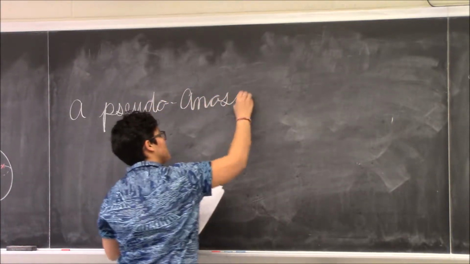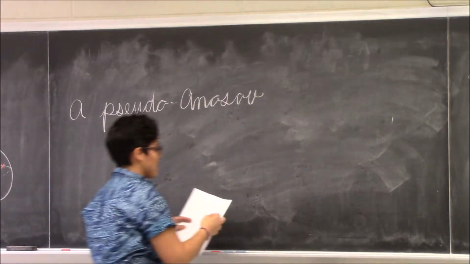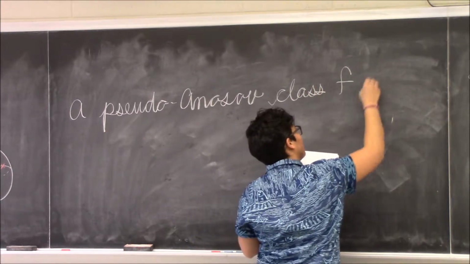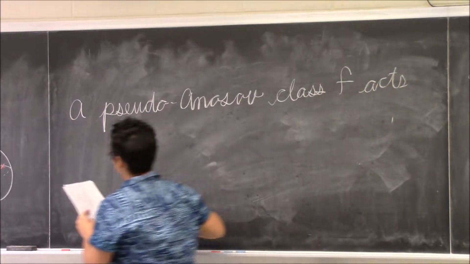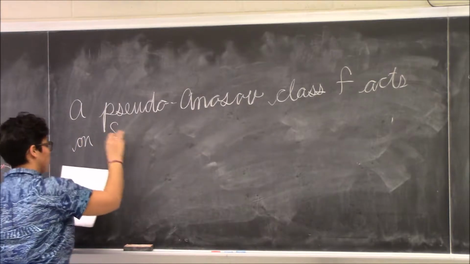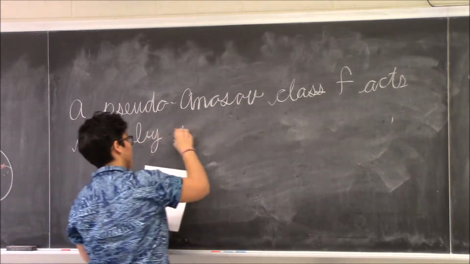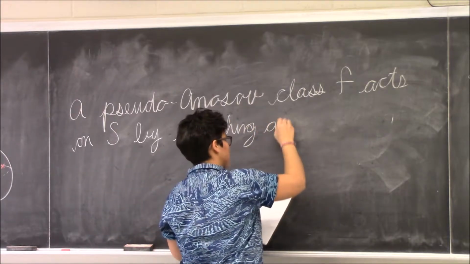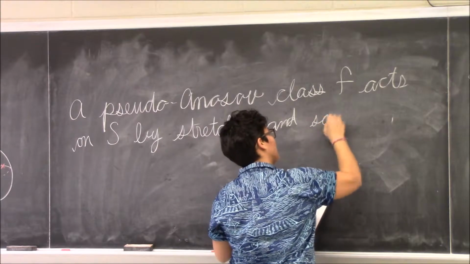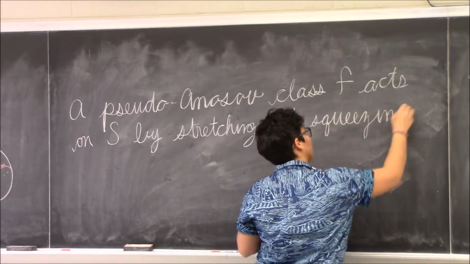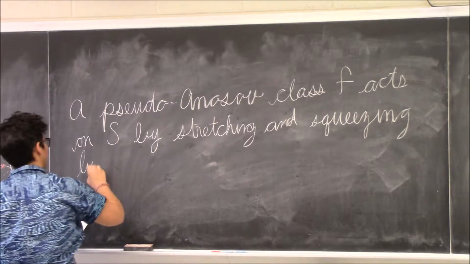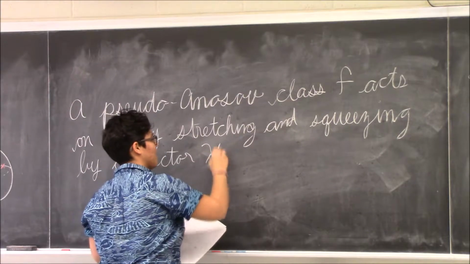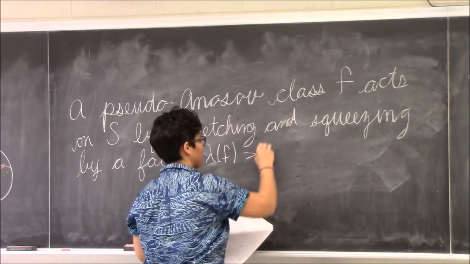So pseudo-Anosovs are nice because they have nice dynamics, and we can talk about the way that they act on our surface in a really nice way. So a pseudo-Anosov mapping class f, I'm going to write down something that's a bit hand-wavy, but then I'll draw a picture, which hopefully will illustrate what I mean. I'm going to say it acts on S by stretching and squeezing by a factor which I'll call lambda of f, which is a real number and it's greater than 1.